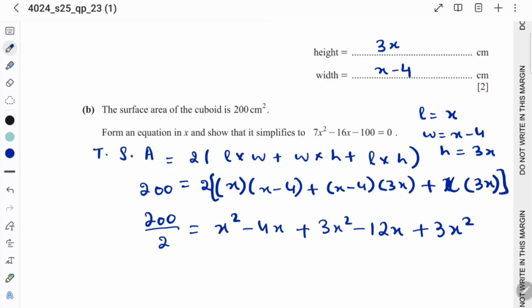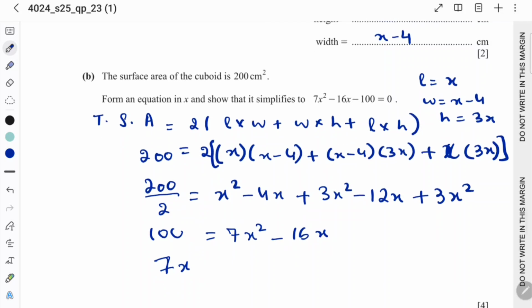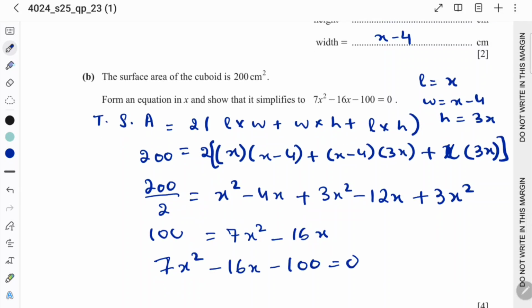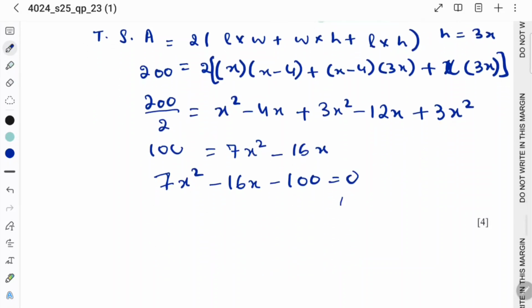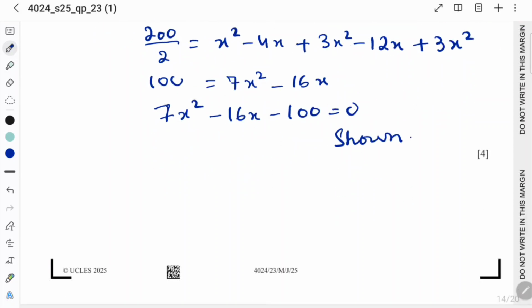Okay, now we are just adding or subtracting the numbers. So 3 and this 3 and this 1 will become 7x squared. 100 equals 7x squared. Now we have minus 4x and minus 12x, which is minus 16x. Now make the equation 7x squared minus 16x minus 100 equal to 0, which was required here and we have shown it. And it was a 4-mark question.